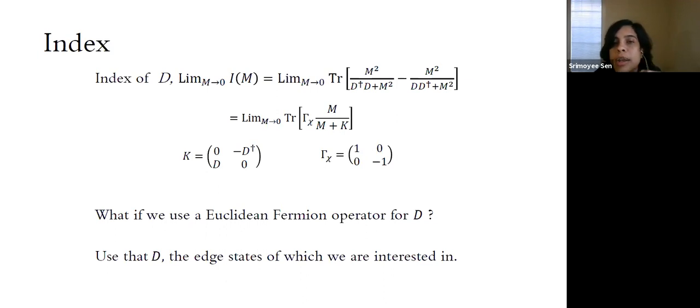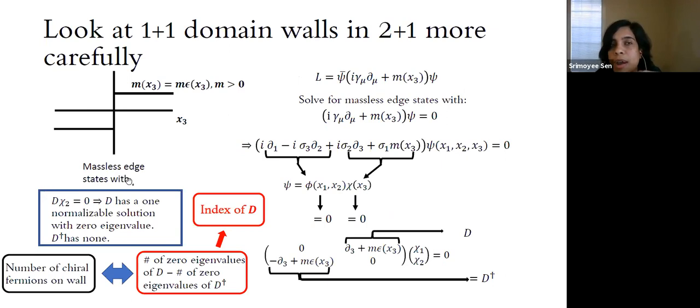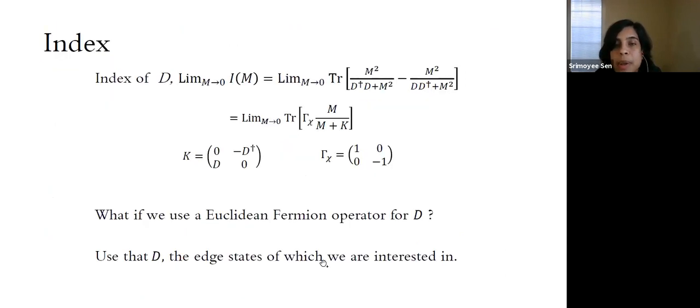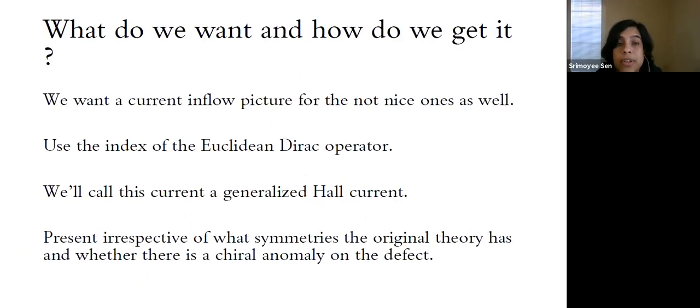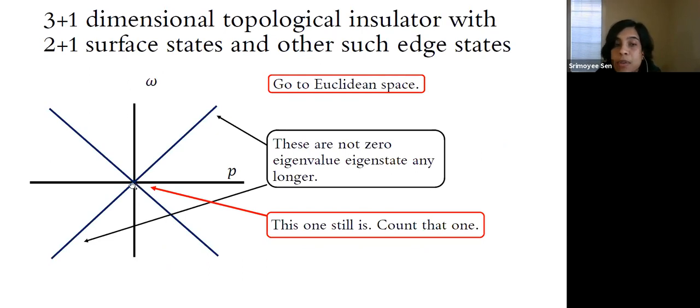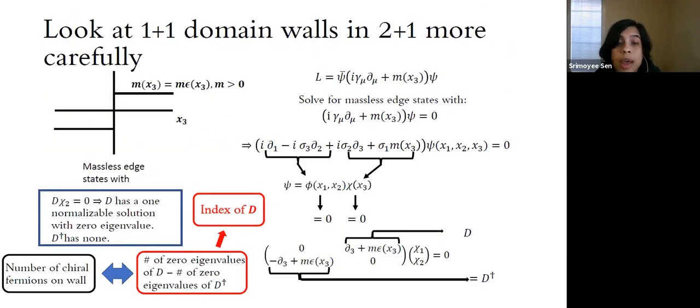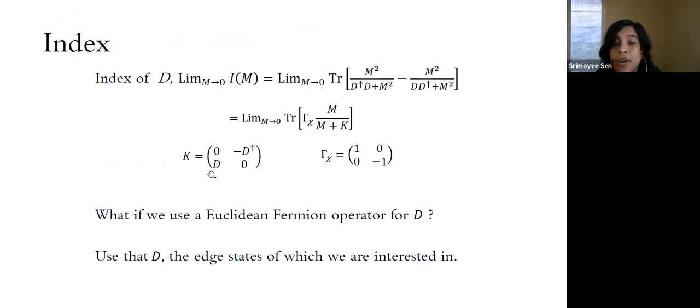So now I described all of this for 2+1 dimensional domain wall fermions with this one-dimensional operator. But let's say I want to now use some kind of fermion operator here instead of this operator. And why do I want to do that? Well, I told you earlier that I want to count this state, which is the zero eigenstate of a Euclidean Dirac operator. So this is related to the index of that operator. So I could very well take this formula and stick in a Euclidean fermion Dirac operator, and that would give me the index of that operator. So I'm going to stick in that D, the edge states of which we are interested in.